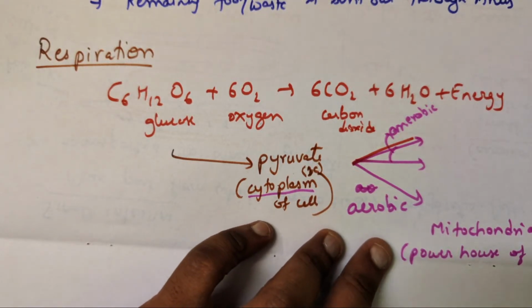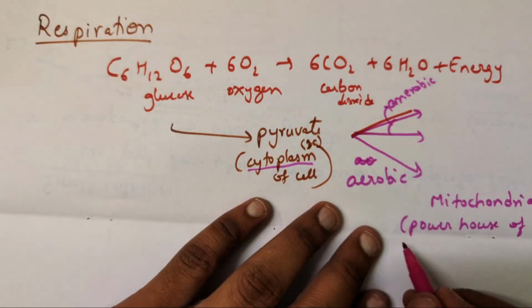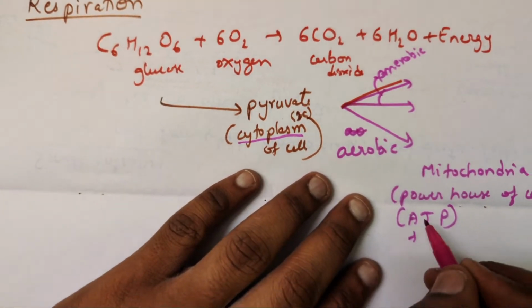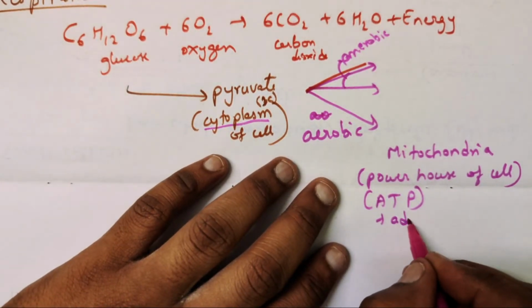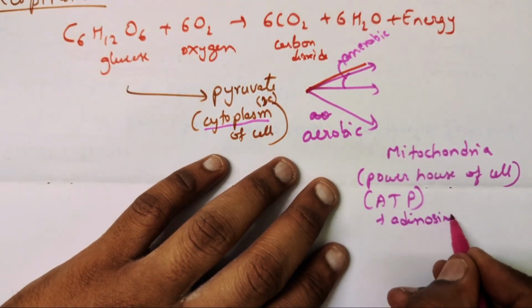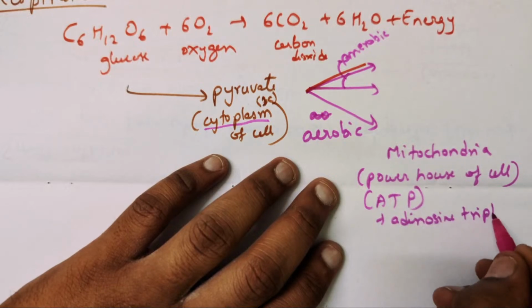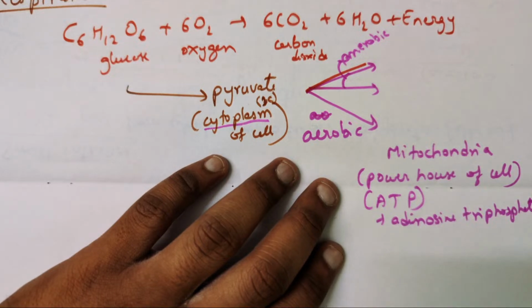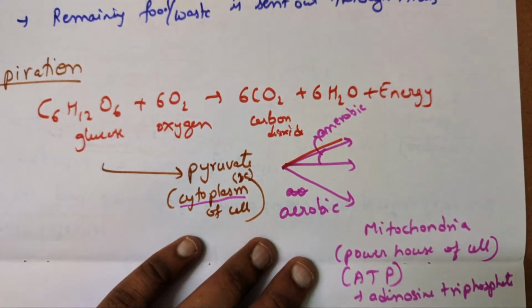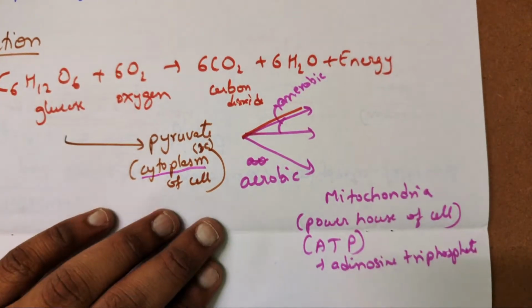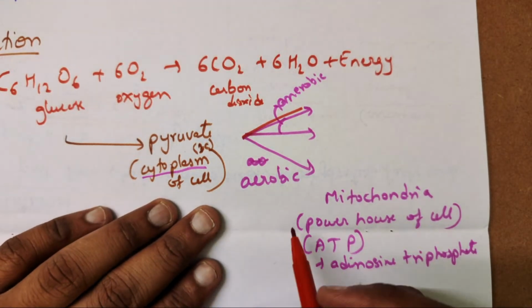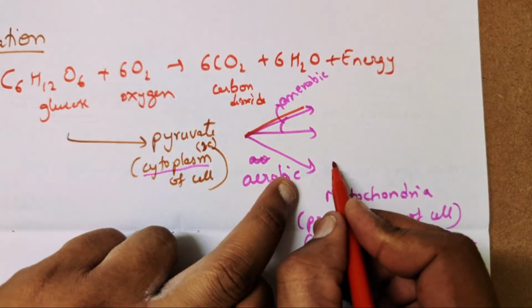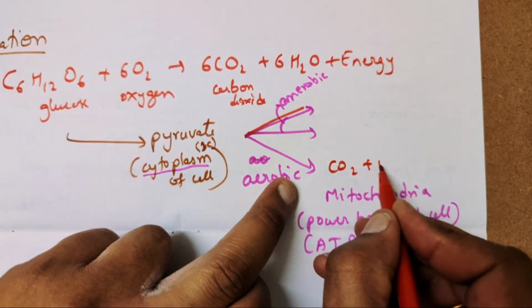And the energy unit is ATP, whose full form is adenosine triphosphate. So in the aerobic condition, that is in human bodies, the pyruvate will be converted into carbon dioxide and water and energy.